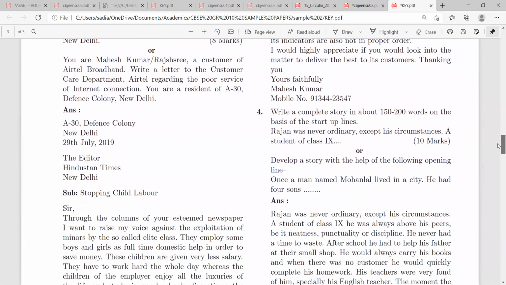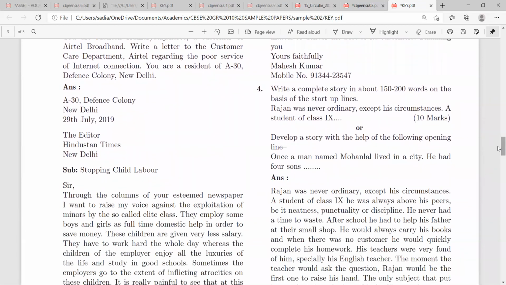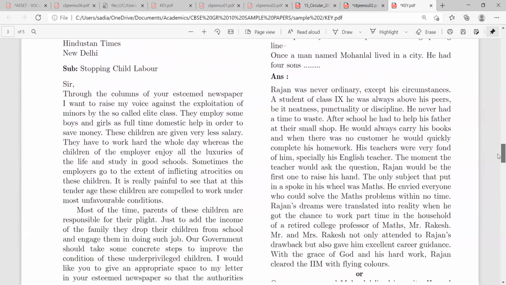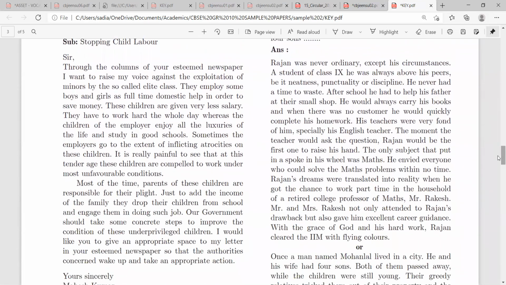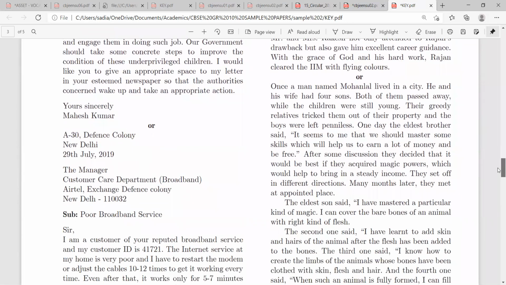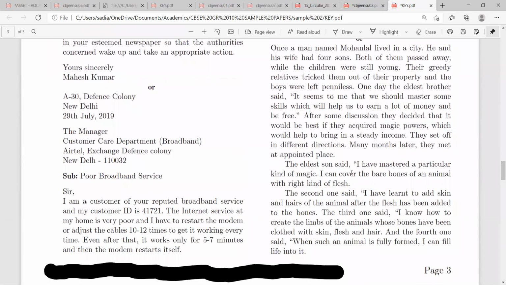And this is an example of the story. The title is missing over here. You make sure that you write the title. Again, the title is missing. There's 1 mark for the title. It's only the context that is given over here. Look at the punctuation, how it is used.